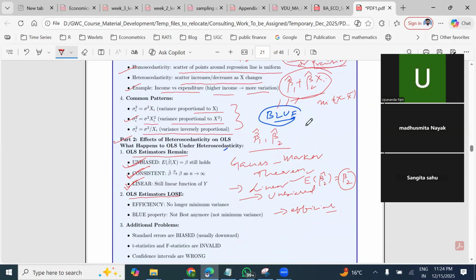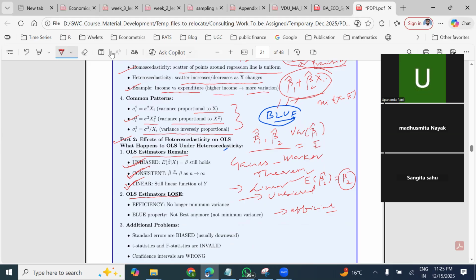You should know three important formulas. One is the variance of beta 2 hat, or the standard error of beta 2 hat, because if you know the variance, then you take the square root, it will be the standard error. Then the variance of beta 1 hat, the intercept. What is the formula? The formula is summation.